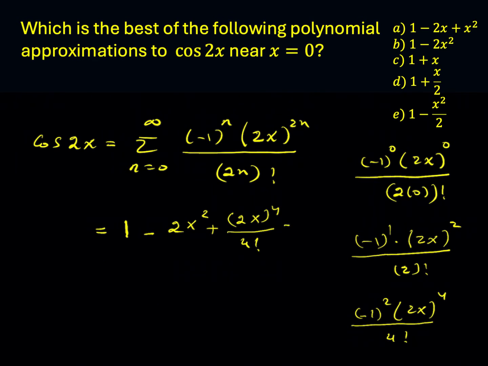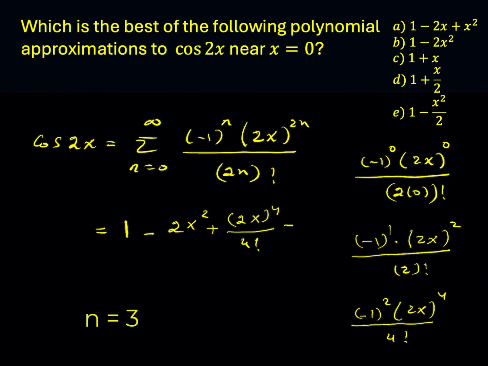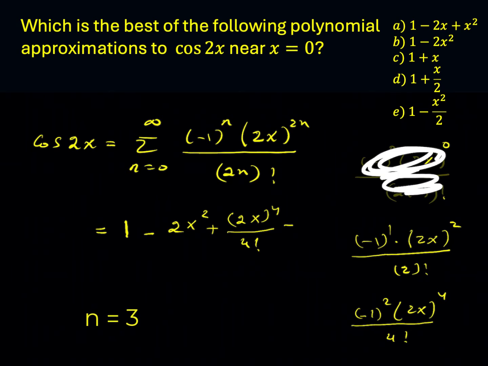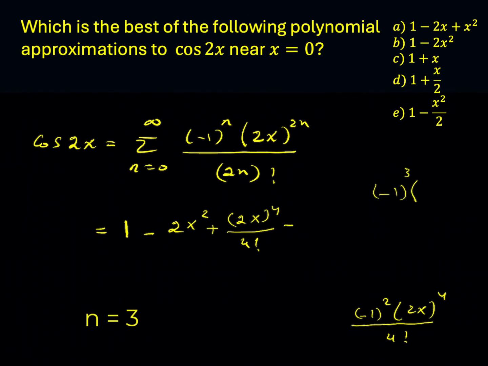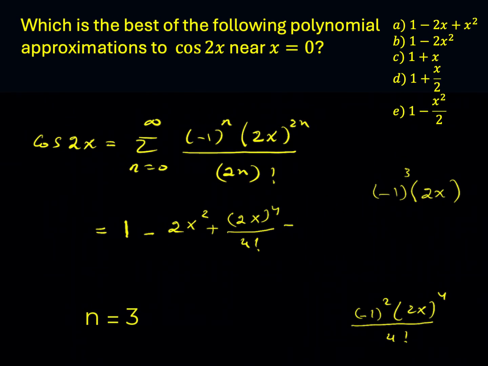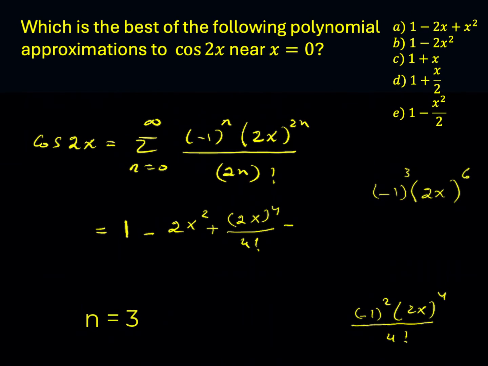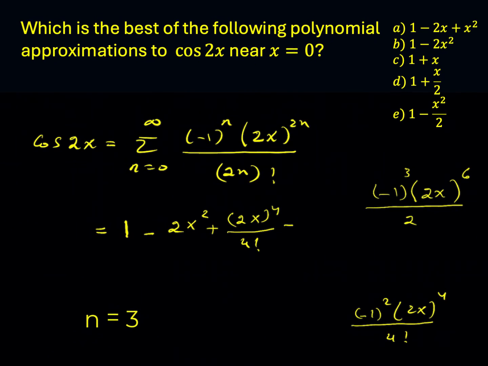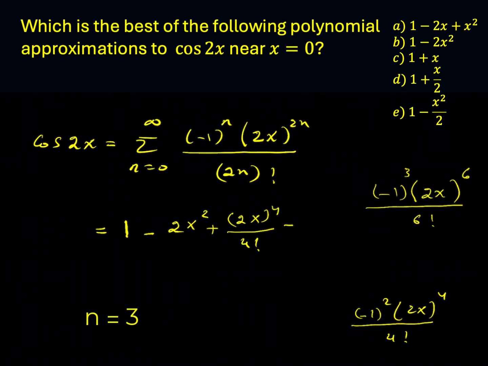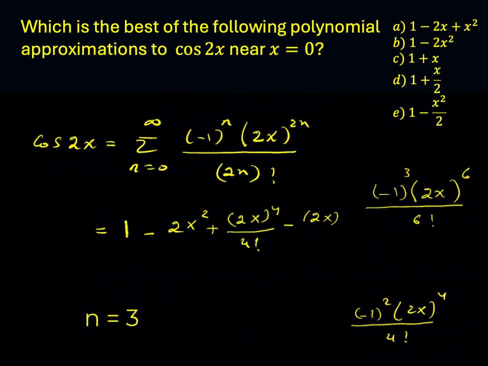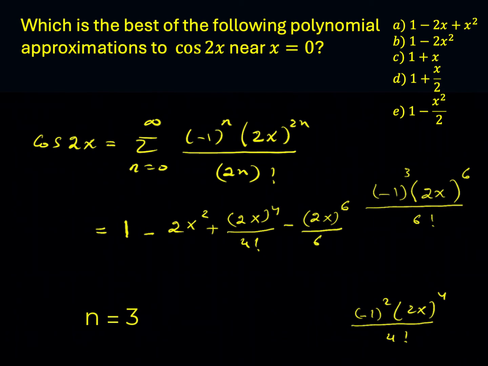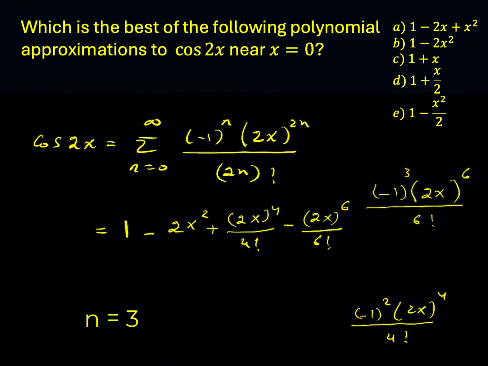Also, we can compute the next one. Put n equal to 3, let's make a space here. Now, minus 1 to the power of 3 multiplied by 2x to the power 2 times 3, which is 6, over 2 times 3, which is 6 factorial. So minus 1 cubed is minus, so here we have minus 2x to the power 6 over 6 factorial. You can simplify that, and here we have plus and so on.